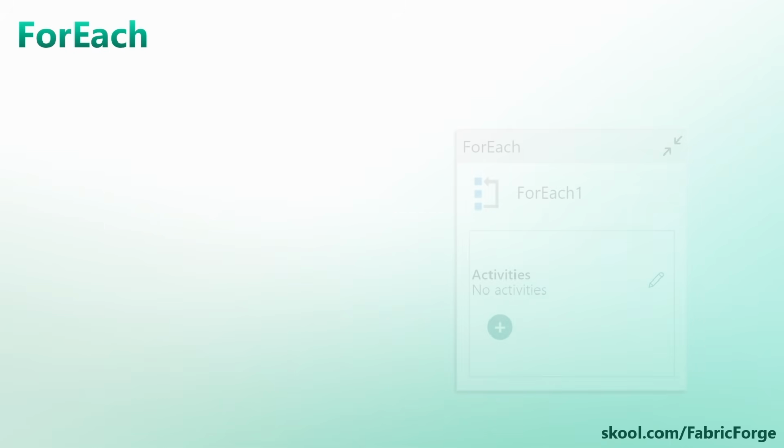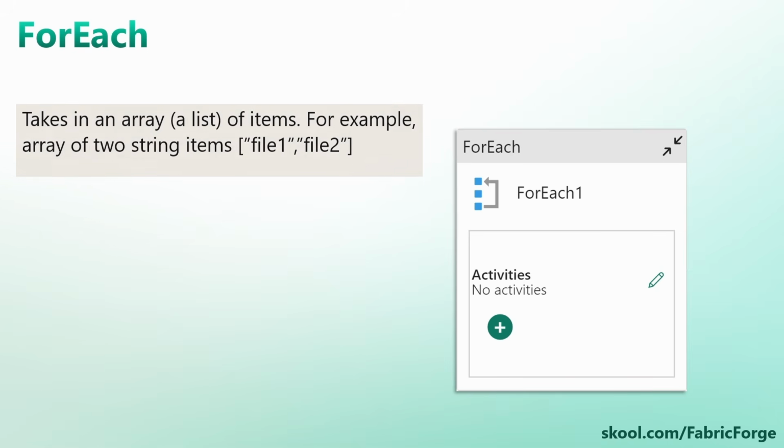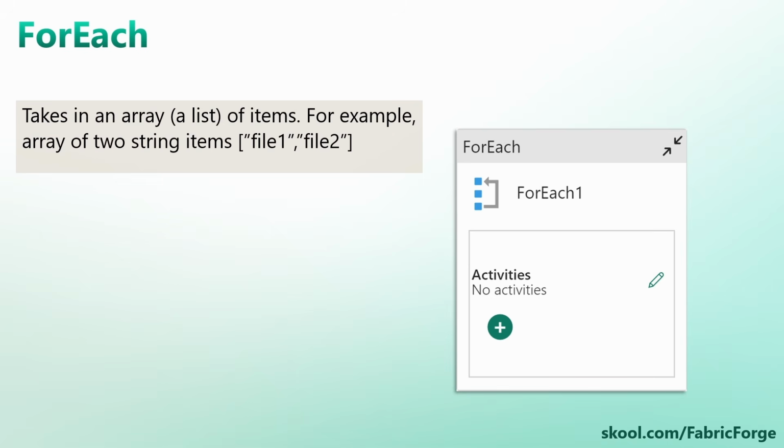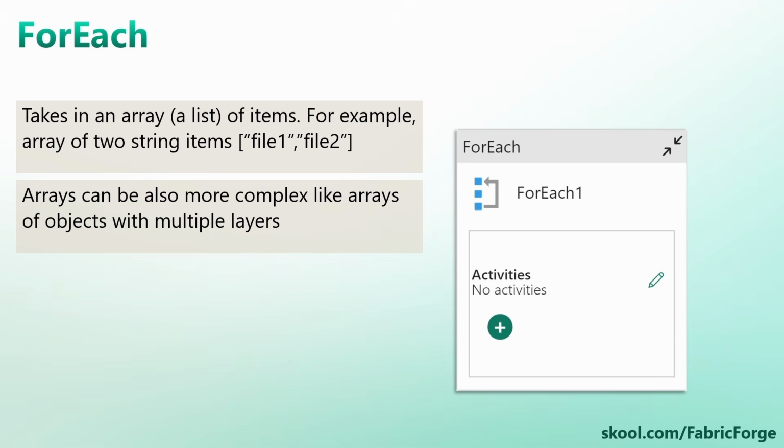Now let's take a closer look at how ForEach activity works, and here we can see how the activity looks in the pipeline UI. ForEach is an activity that takes in an array of items. For example, a simple array of string items could just contain 2 strings. These arrays can also be way more complex, like arrays of objects with multiple layers that will allow us to build very powerful configuration-based logic into pipelines.